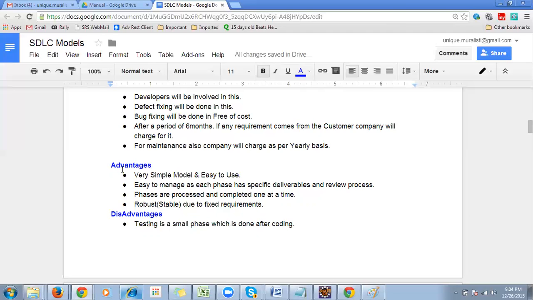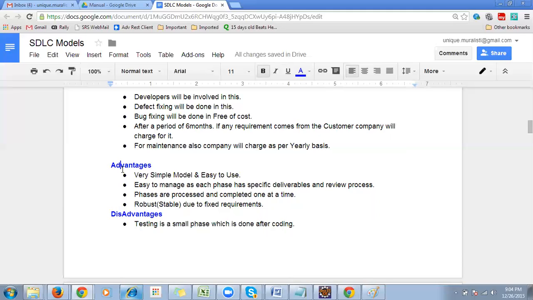For example, first requirements, after that the feasibility study, then design, then coding, testing, like this step by step. Phases are processed and completed one at a time. Once the requirements have been collected, only then do we go to the feasibility study. Once the feasibility study is done, only then do we go to the architecture. Each thing is done phase by phase, step by step.